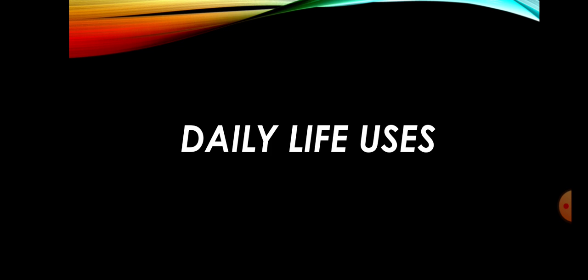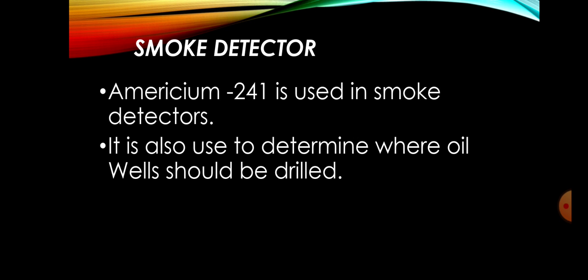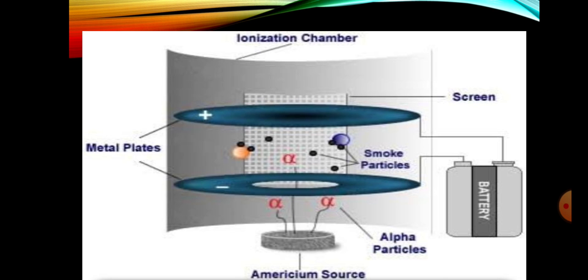Then we discuss the daily life uses, like smoke detectors. Americium 241 is used in smoke detectors. It is also used to determine where oil wells should be drilled. Like you can see, the source produces alpha particles that ionize the air molecules into positive and negative ions.